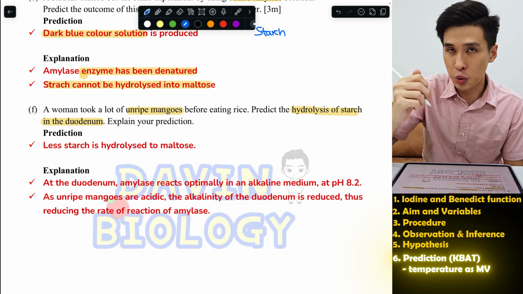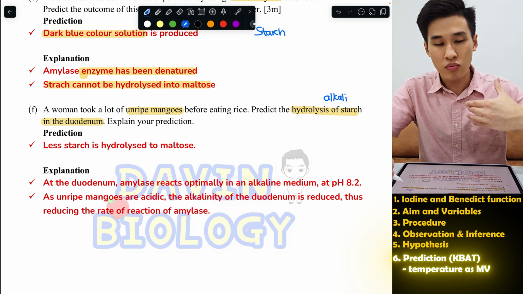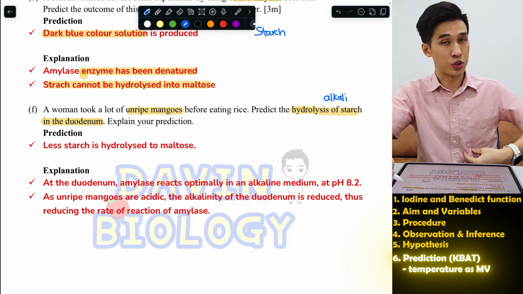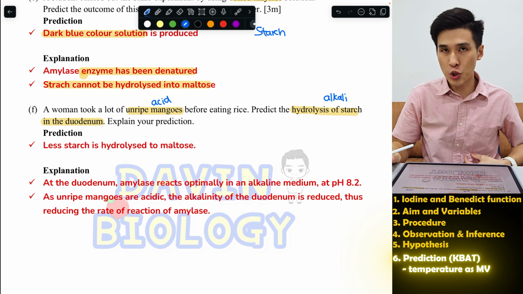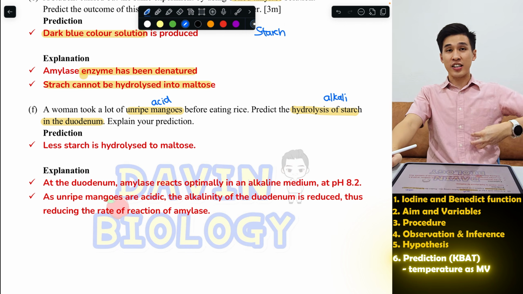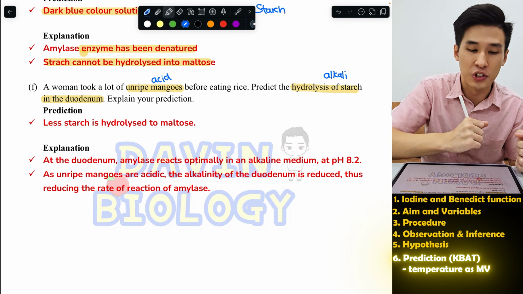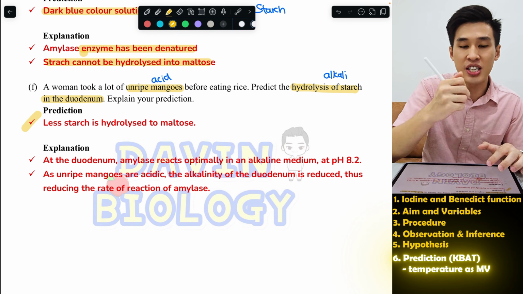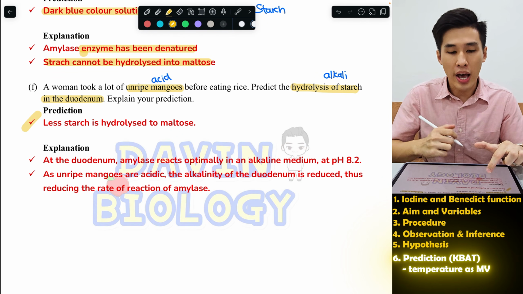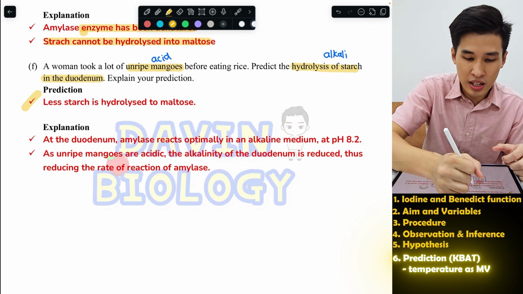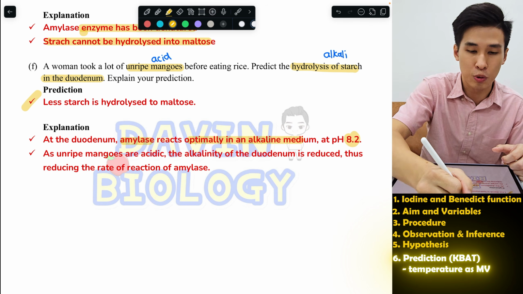Now, in your duodenum, the pH is alkaline. So the amylase enzyme in your duodenum requires alkaline conditions to function. But unripe mango is acidic. So if you eat too much acidic food, the acid will affect the alkaline condition in your duodenum. Therefore the amylase cannot function very well. The digestion is not efficient. So that's why I say here, less starch is hydrolyzed, digested to maltose. The reason is because the pH is not suitable anymore. So in the duodenum, amylase reacts optimally at alkaline condition, which is 8.2. But you can just write alkaline, good enough already.